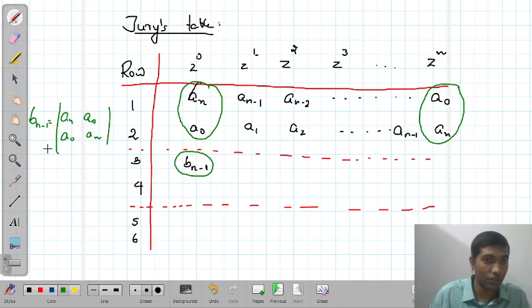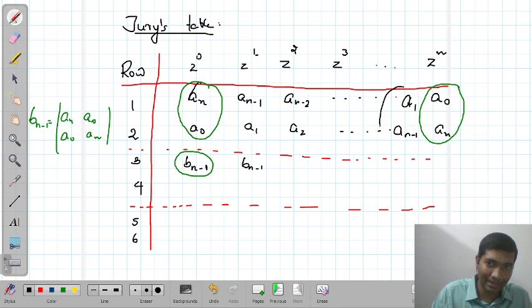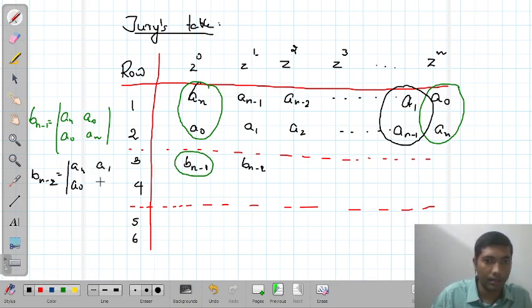So what will be bn minus 2? In order to get bn minus 2, it is the determinant of the just previous element. So this is a1, determinant of the first column along with this column's elements. So bn minus 2 is the determinant of an, a0, a1, an minus 1. So this is the first column and the second last column. So it forms bn minus 2. Similarly, it continues to bn minus 3, and it continues till the last element, which is b0.